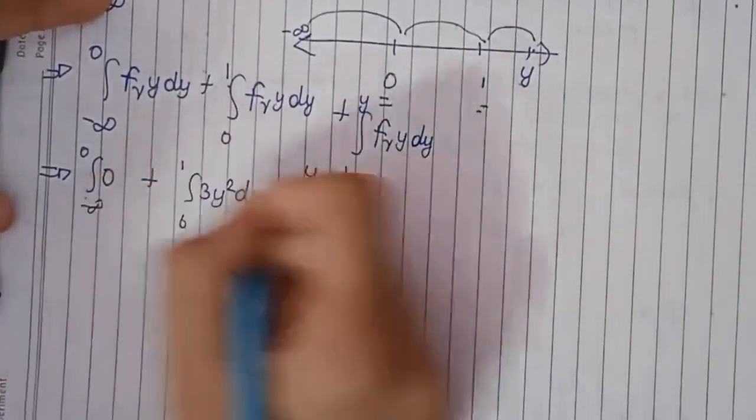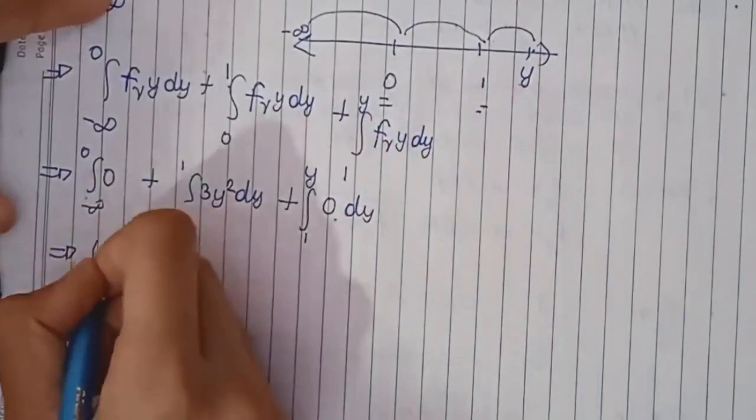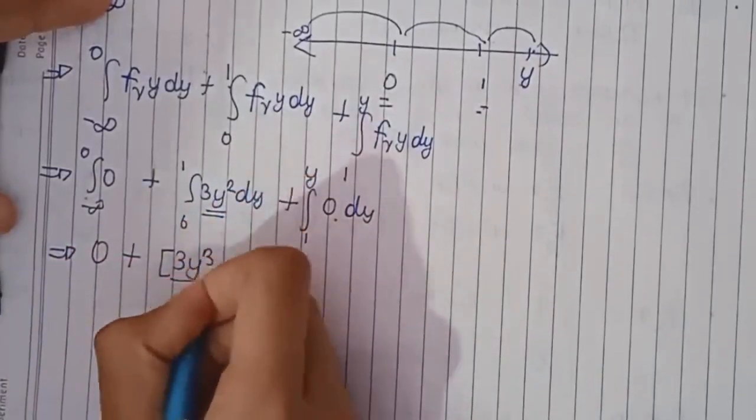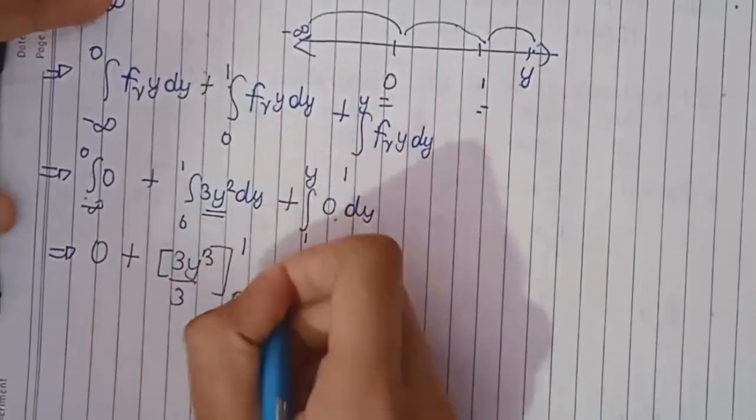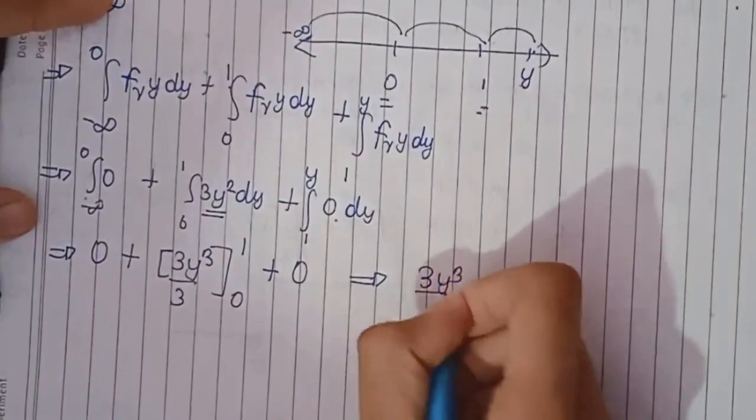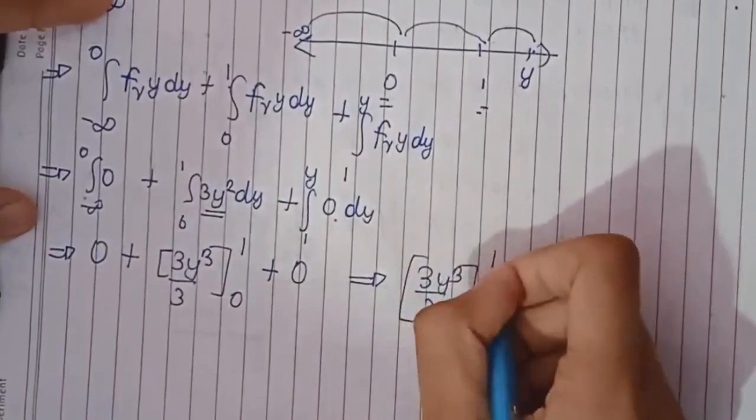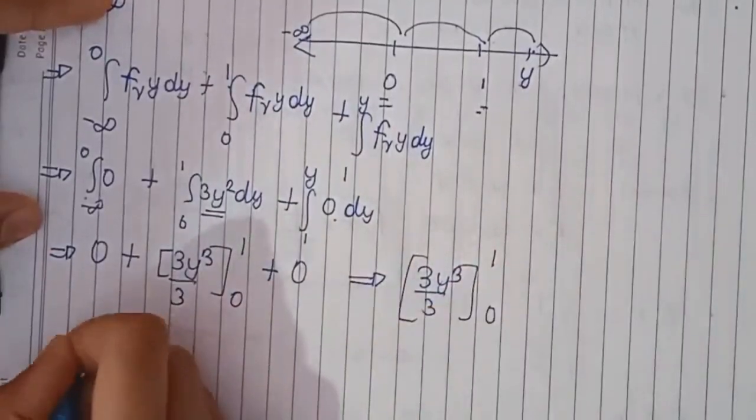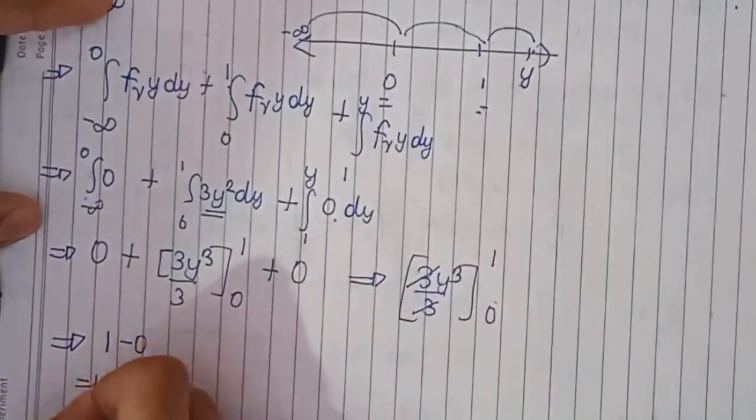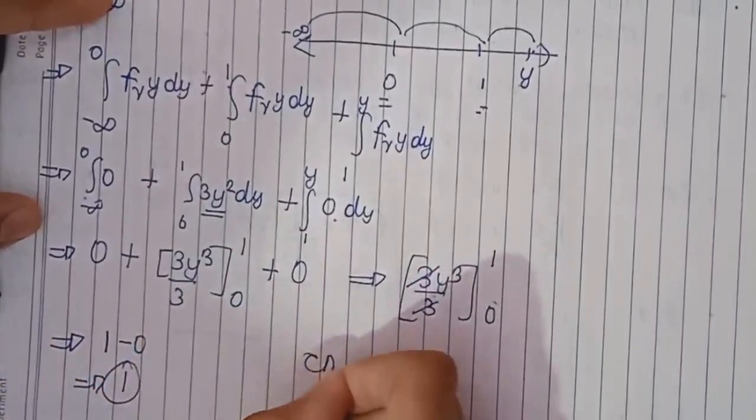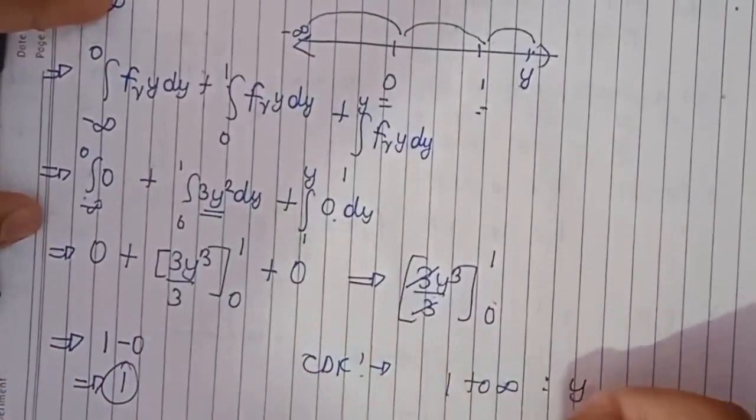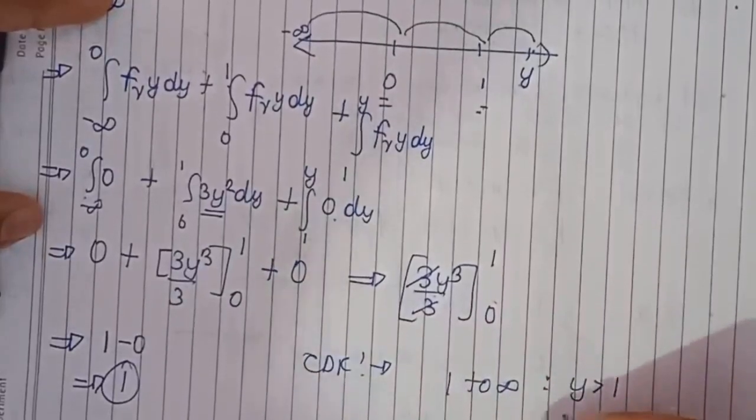Now the integration of 0 is 0. So here I will be having 0. Here we will integrate this from 3y cube, 3, 0, 1, and this will be 0 again. So finally I will be having 3y cube by 3 with the limits 1 to 0. And now on putting the limits, I am going to get 1 minus 0, which is equal to 1. So the CDF value in the range 1 to infinity, that is y greater than or equal to 1, will be 1.